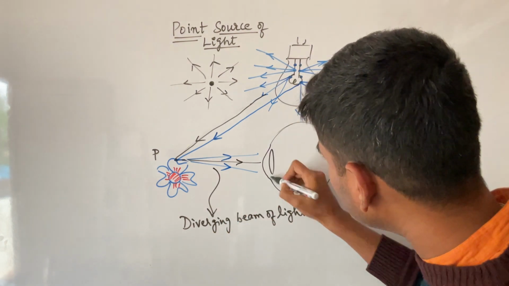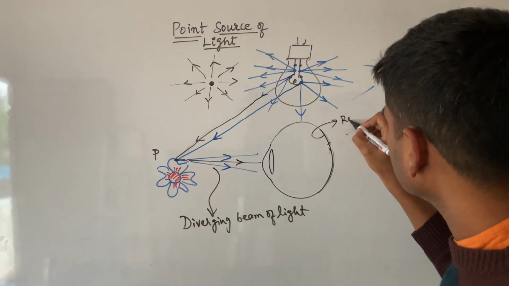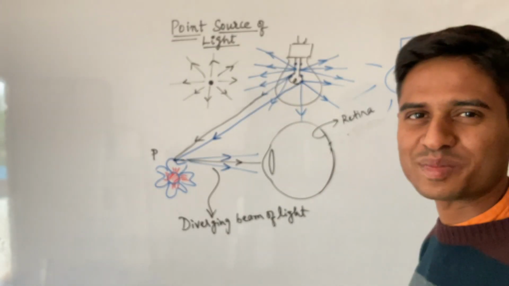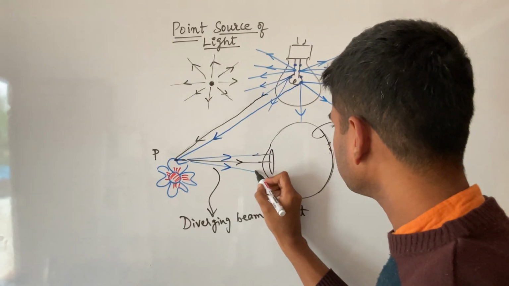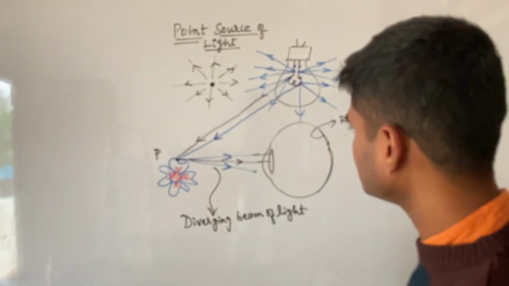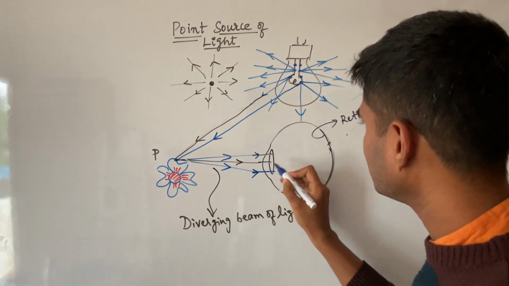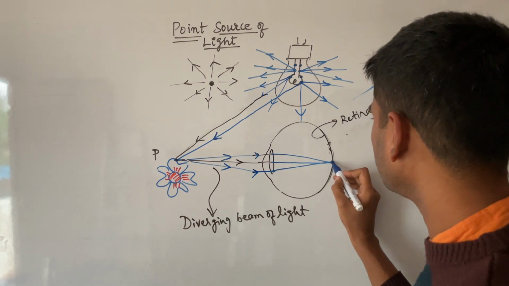So here you have a lens. And this backside portion what you see is called the retina. The retina is basically the screen on which something is going to happen. Let's see what it is. So these rays, once they reach the lens, they converge at a point on the retina.